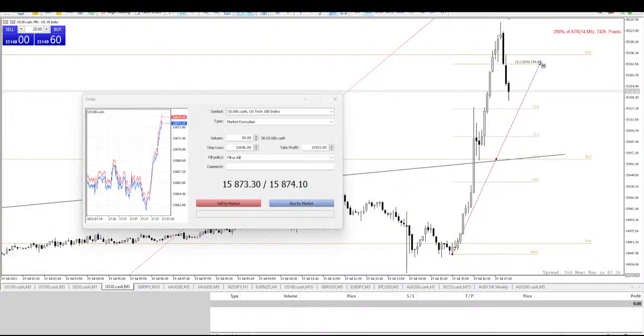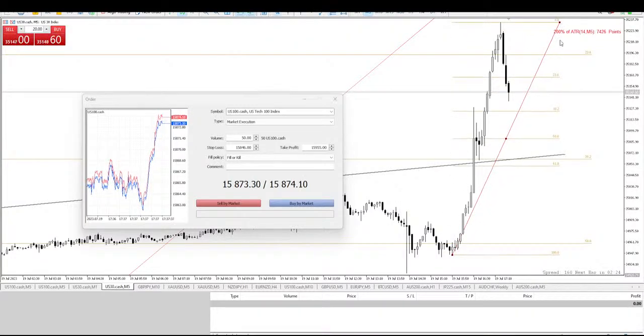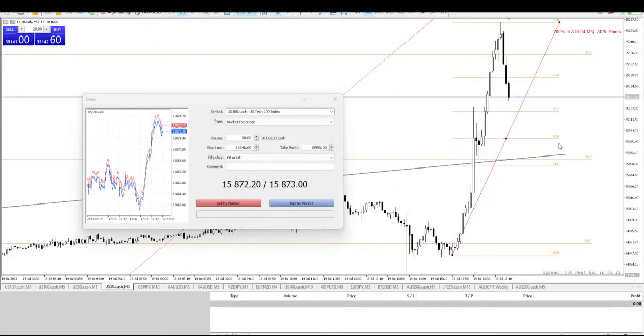So US30 is doing this pullback. Let's see. Yeah, so the golden zone for this leg of the move is around that upper channel.